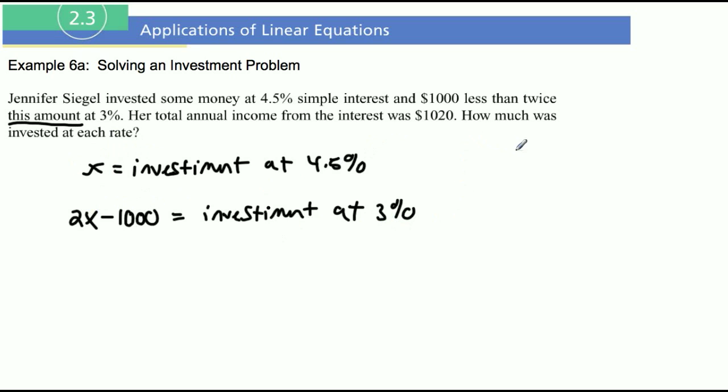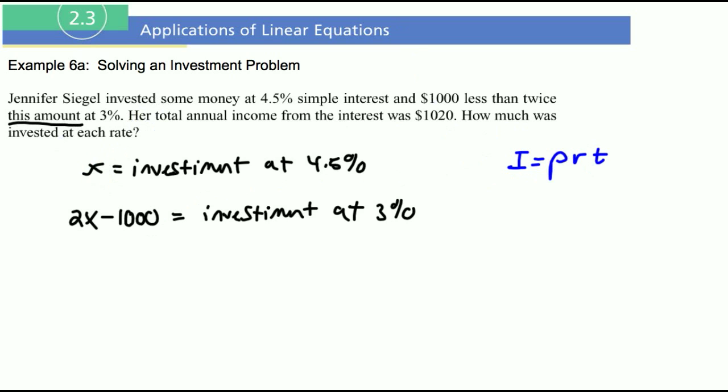Now, a simple interest equation that you probably have seen before: interest equals principal multiplied by the rate multiplied by the time. We want to use that, interest equals principal times rate times time, to create an equation here, and we want to solve really for x, because that's what we're trying to find. It says how much was invested at each rate, so we want to know how much was invested here and there. So let's see if we can make sense of this.